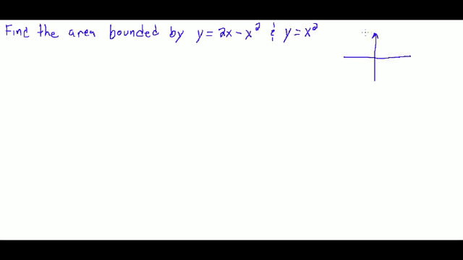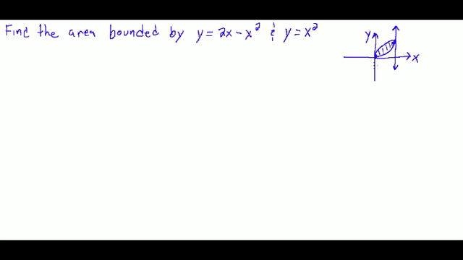So that's what I'm doing right now. The graph of x squared looks something like this, and the graph of 2x minus x squared looks like this. And this is the area they want us to find. I'm just going to mark the points of intersection.